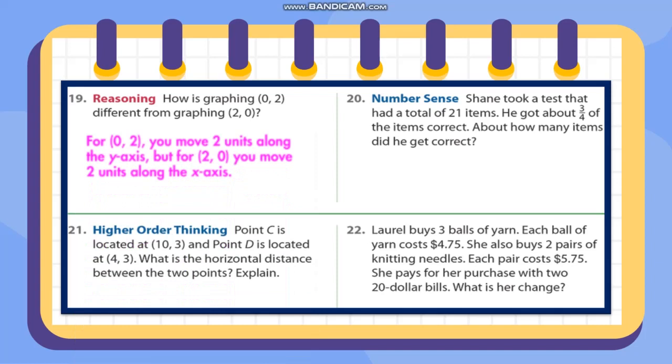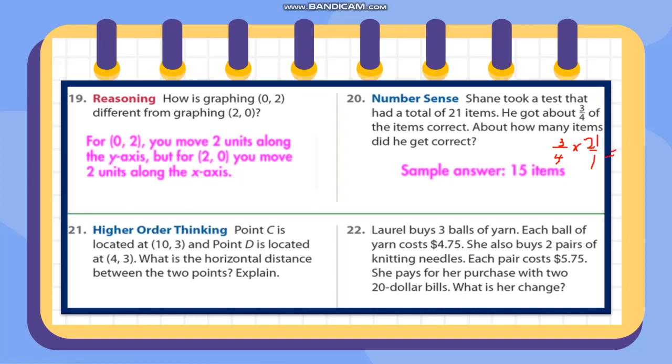In question number 20, Shane took a test that had a total of 21 items, and he got about 3/4 of the items correct. About how many items did he get correct? So the correct answer is about 15. Why? Because we just simply get the 3/4 of 21. What is 3/4 of 21? It means 3/4 multiplied by 21 over 1.